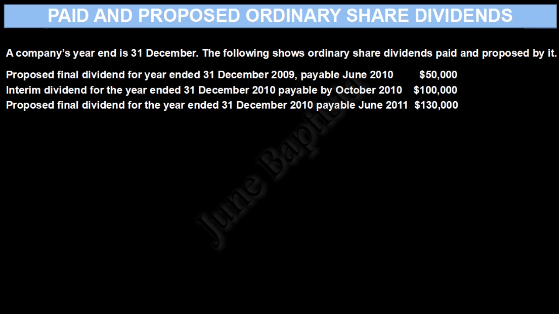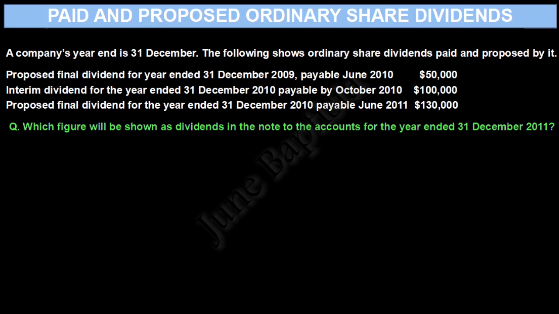Question 1. Which figure will be shown as dividends in the note to the accounts for the year ended 31st December 2011? The answer is $130,000, as this dividend is proposed dividend and will only be paid after approval from the shareholders at the AGM or annual general meeting.